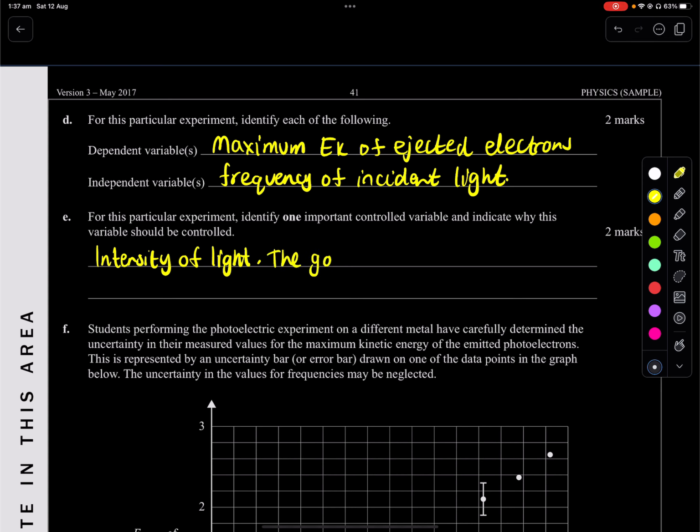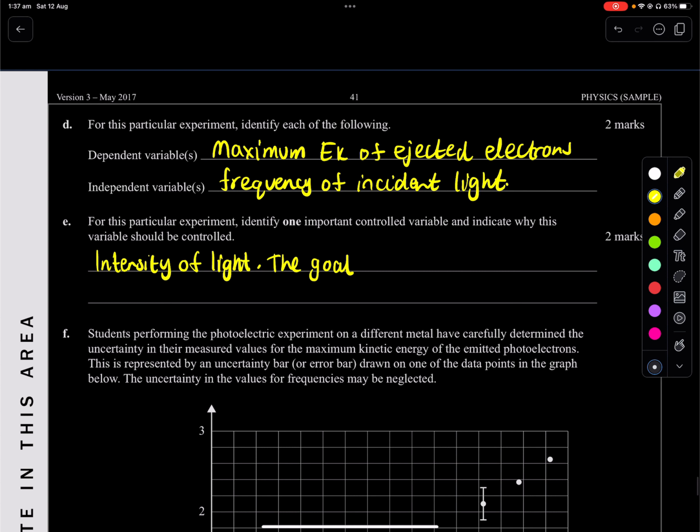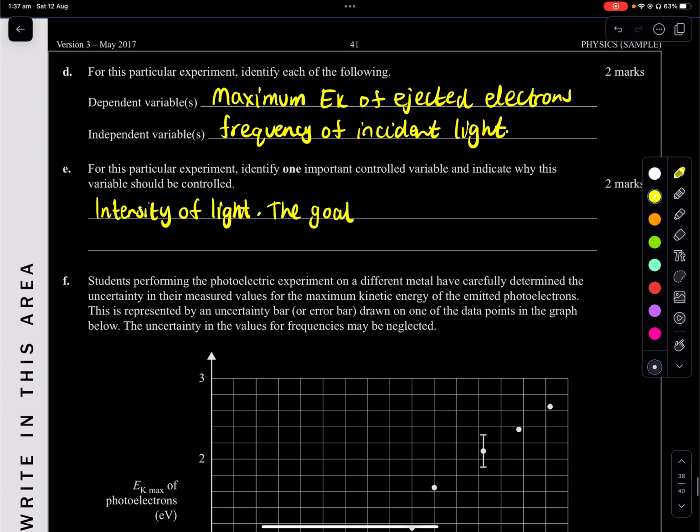The overall goal of the photoelectric experiment is to study how the maximum kinetic energy of photoelectrons changes with the frequency of light that releases those electrons. To make sure we get accurate results, we need to maintain consistency by keeping other variables constant. That's what we need. So this variable should be intensity of light.